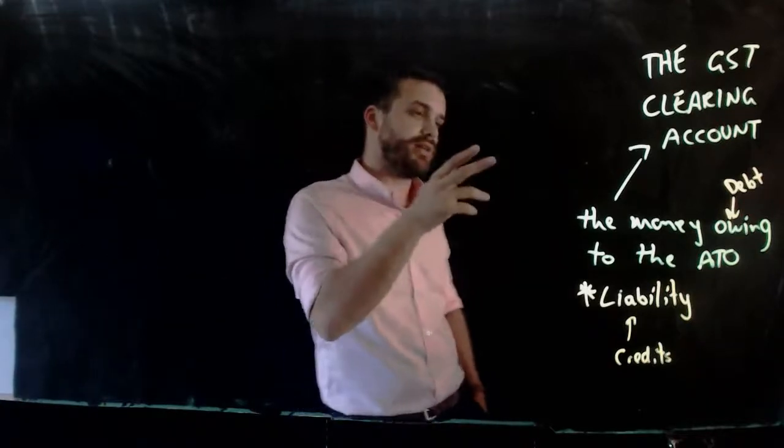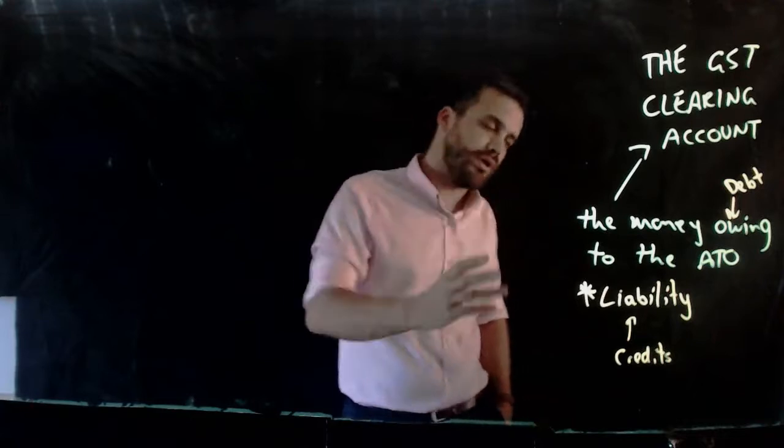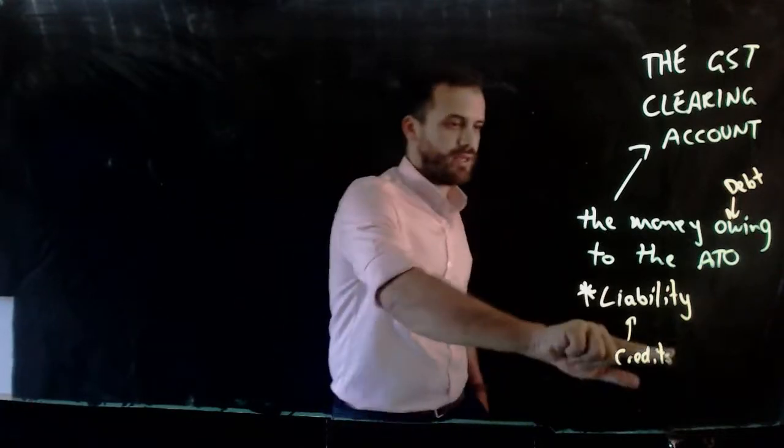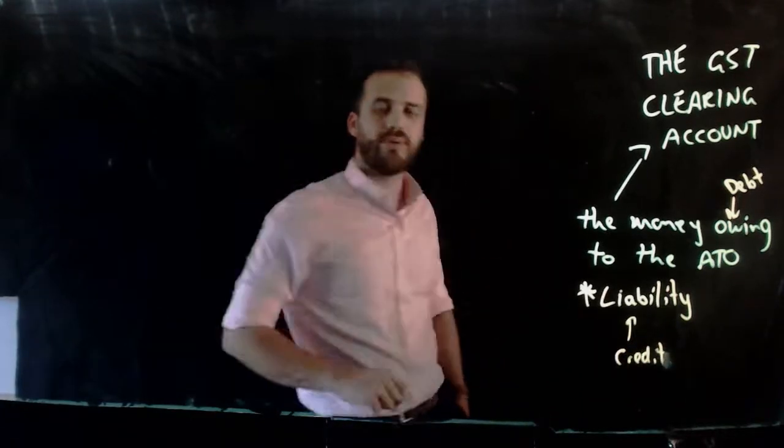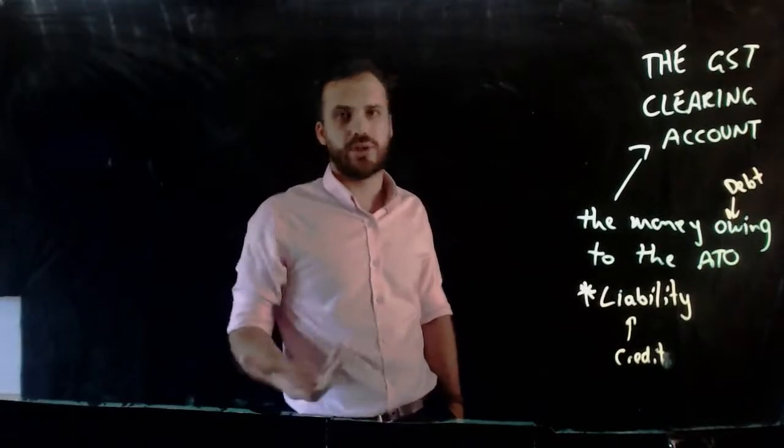Okay, that's the GST clearing account. It's money owing to the ATO. It's a liability, therefore it's a credit account. Maybe we'll look at how to do one of these questions in the next one.